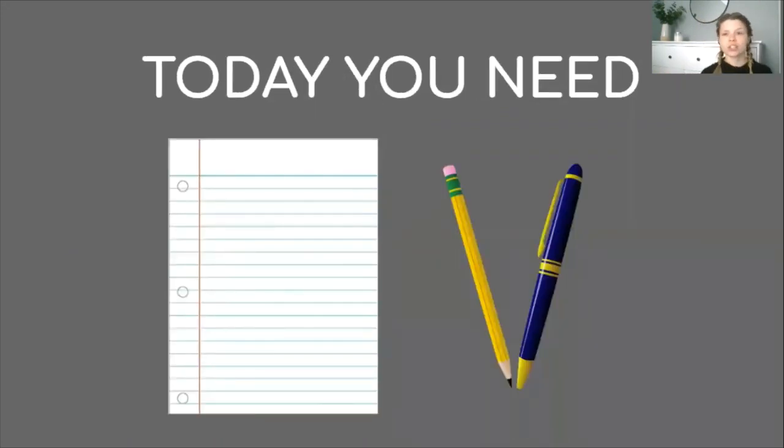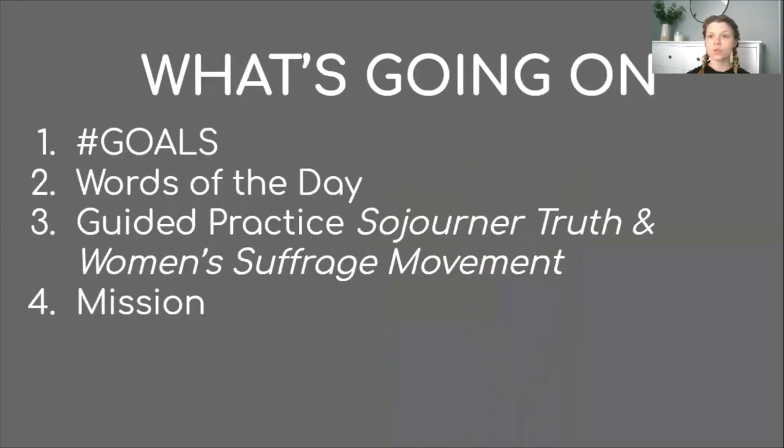First thing is that you're going to need either a piece of paper or a notebook and a pen or pencil. Here's what's going on today. First, we're going to go through our goals. Then we're going to go over our words of the day. Then I'm going to take you through the story, or the tea, of Sojourner Truth and the women's suffrage movement. And finally, we're going to end with our mission.